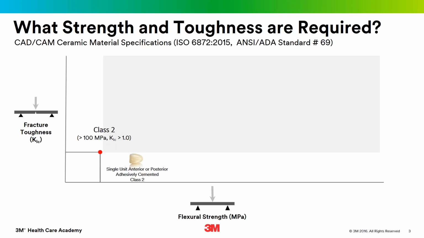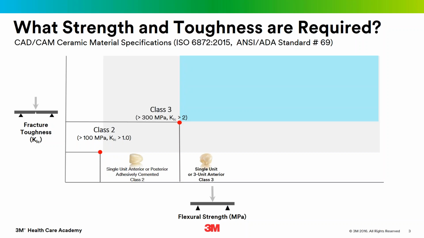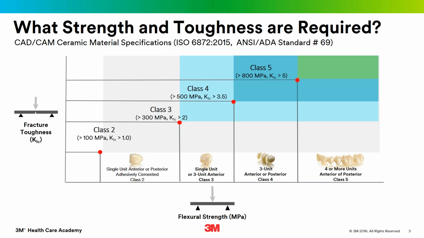As an example, for a single unit crown that is adhesively cemented, we must have a flexural strength above 100 megapascals and a fracture toughness of greater than 1. For multi-unit anterior bridges or non-adhesively cemented single unit crowns, we need greater than 300 megapascals and a fracture toughness of greater than 2. And for greater than 3-unit bridges in all locations, we need greater than 800 megapascals and a fracture toughness of greater than 5.